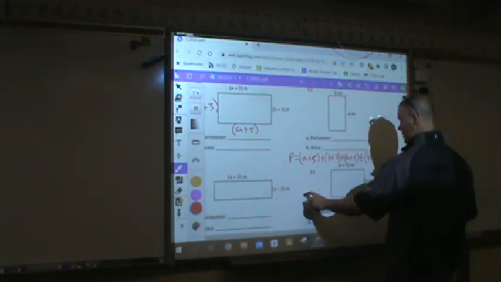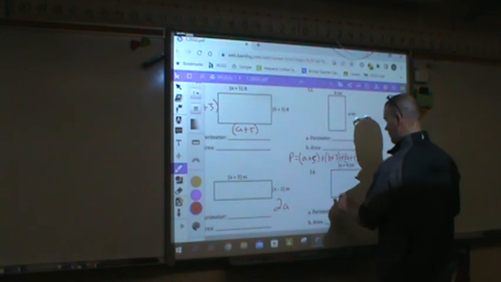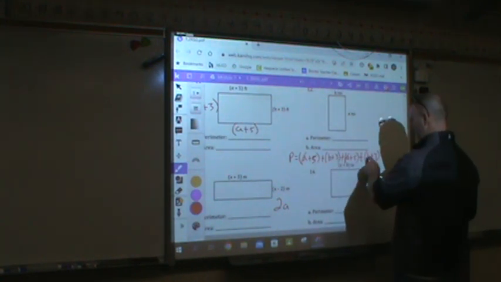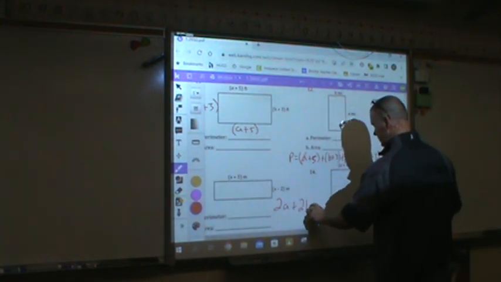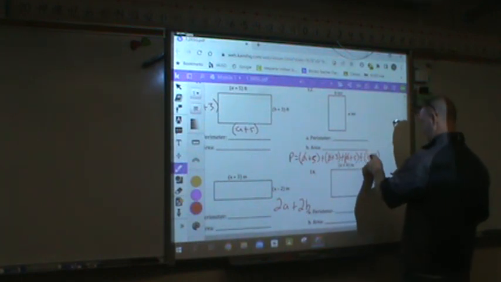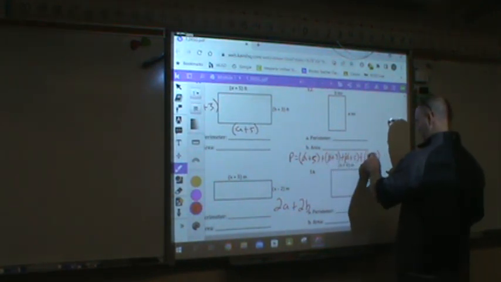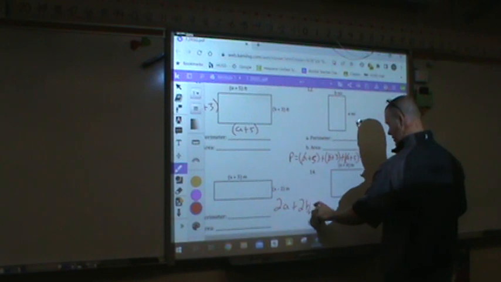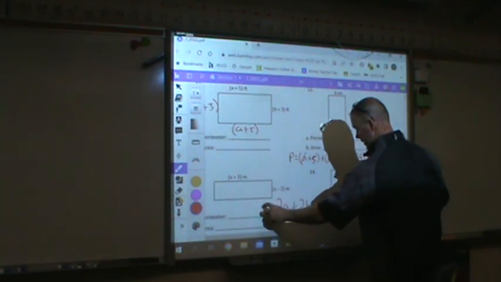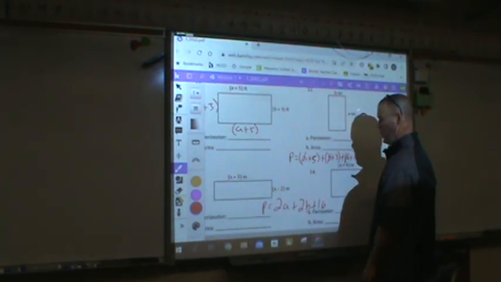I have how many A's? I have 2 A's, so I've used those. I have 2 B's. I've used those, that one and that one. 5 plus 3, 5 plus 3, well 5 plus 3 is 8, 8 and 8 is 16, so plus 16. There lies my perimeter.